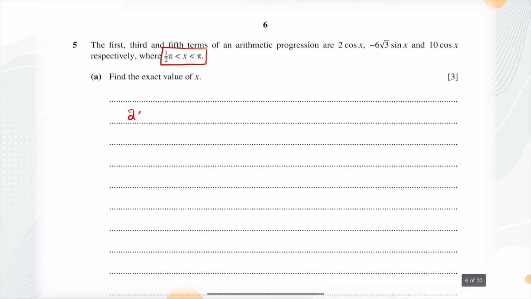Okay, so that's interesting. You have 2 cos x, comma, minus 6 under root 3 sin x, and 10 cos x. So what can you tell me about these three terms other than the fact that they're in an arithmetic progression? There's something else about the terms that's going to be the same. So in fact, to make life easy, let me write down another arithmetic progression, okay? 3, 5, 7, 9, 11, 13. Okay, and focus on the common difference. Yes, focus on the first, third, and fifth term.